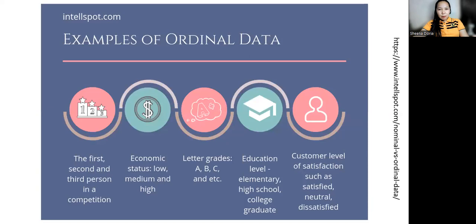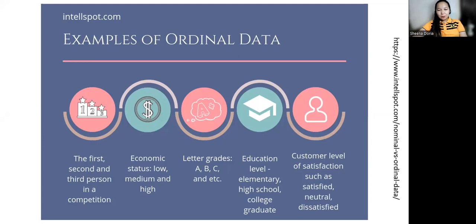Okay. More examples of ordinal data. So you said you wanted many examples. So examples of ordinal data are first, second, and third person in a competition, economic status, low, medium, high, letter grades, A, B, C. And we don't know the difference. Take note of that. And education level, elementary, high school, college graduate, customer satisfaction level, such as satisfied, neutral, and dissatisfied. These are examples of ordinal data.